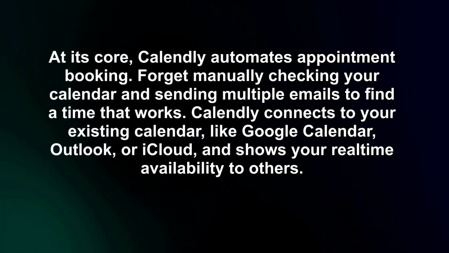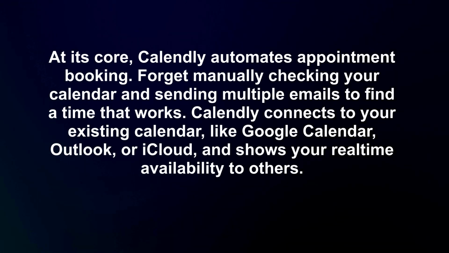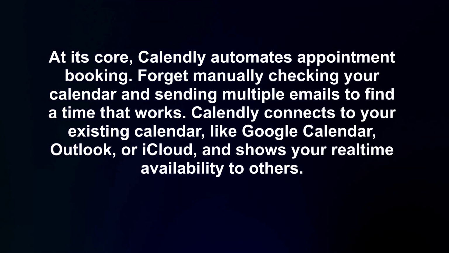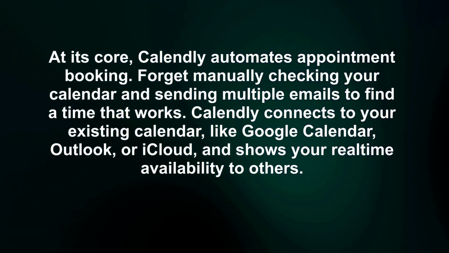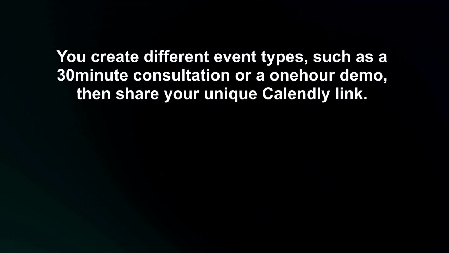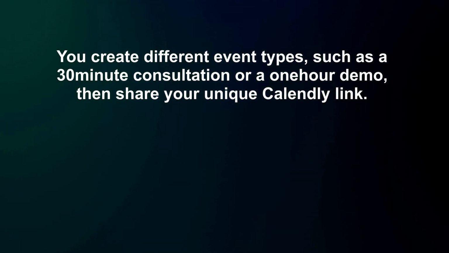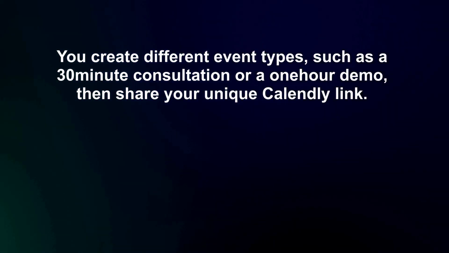Forget manually checking your calendar and sending multiple emails to find a time that works. Calendly connects to your existing calendar, like Google Calendar, Outlook, or iCloud, and shows your real-time availability to others. You create different event types, such as a 30-minute consultation or a 1-hour demo, then share your unique Calendly link.